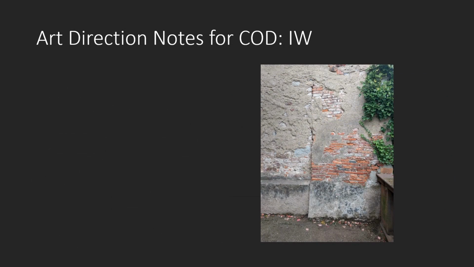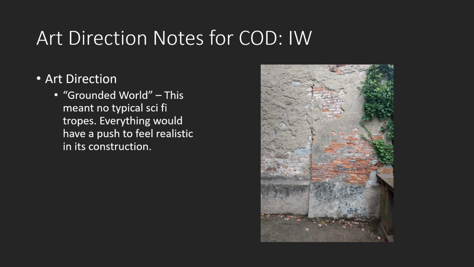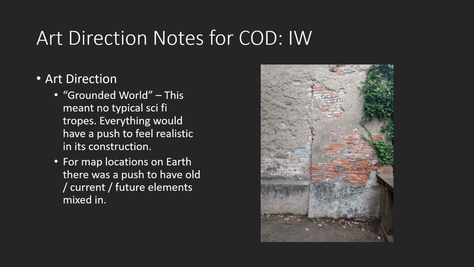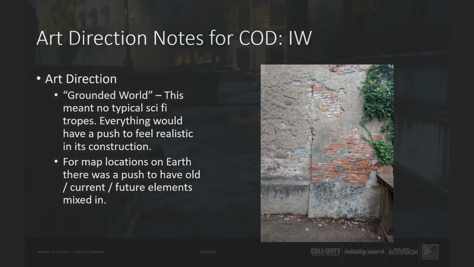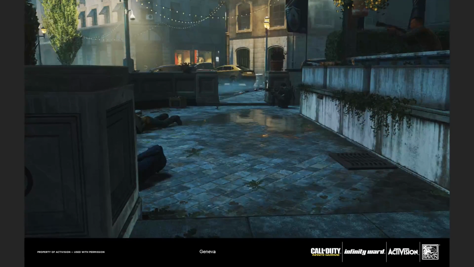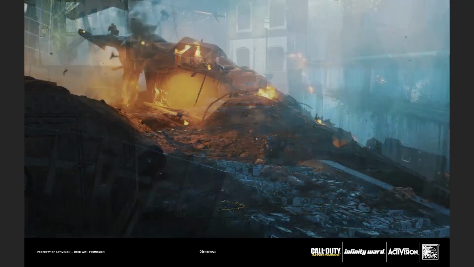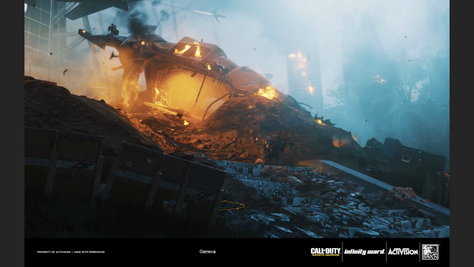So some of the basic art direction notes for Call of Duty Infinite Warfare were, we wanted a grounded world. So this meant no typical sci-fi tropes. Everything would have a push to feel realistic in its construction. And for map locations on Earth, there was a push to have old, current, and future elements mixed in. So you can see from this shot, it doesn't feel like in the future they just recreated everything. It looks like it does now or would 100 years ago, and some of the cars look different. So here's another shot, the same thing.